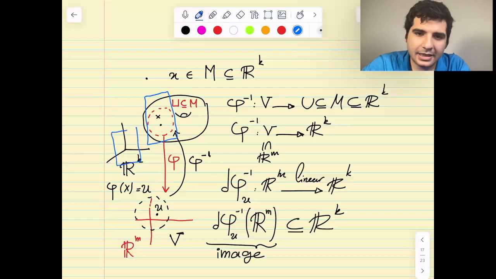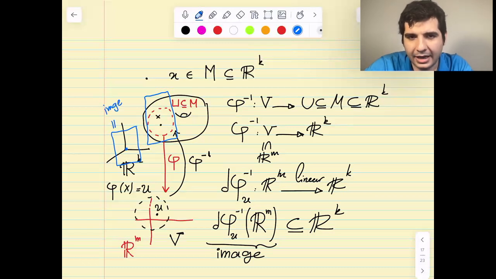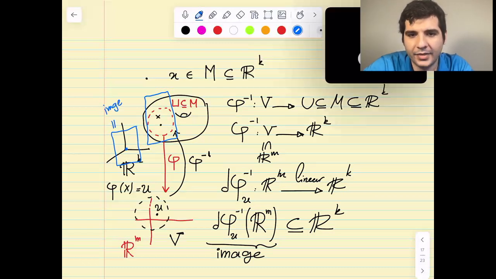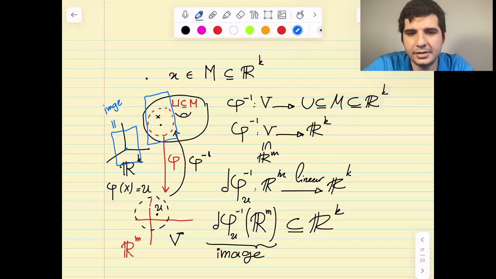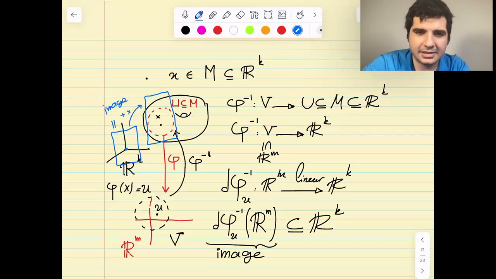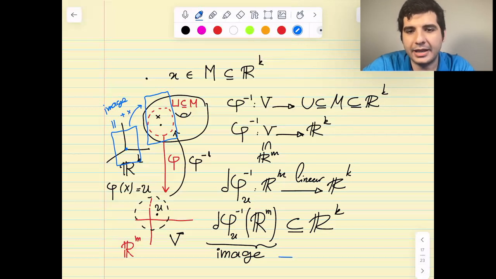If you translate that to the origin, it would be exactly this image, this d phi inverse of U acting on Rm. So looking at the image of that is a vector subspace of Rk. It's exactly the kind of flat space tangent to M translated to the origin, right? That's what we call the tangent map. It's a linear space. There is something a bit negative about this definition.